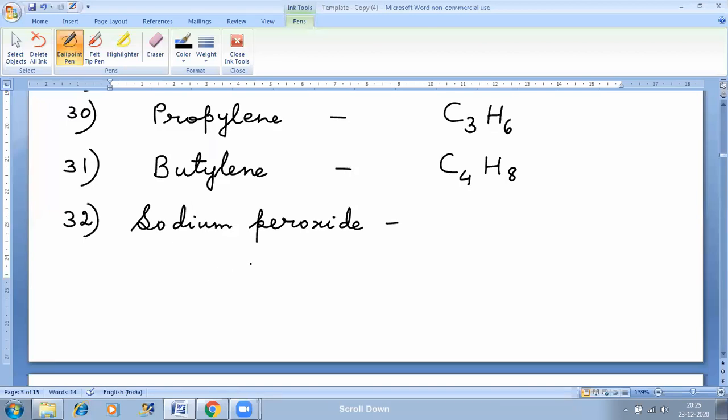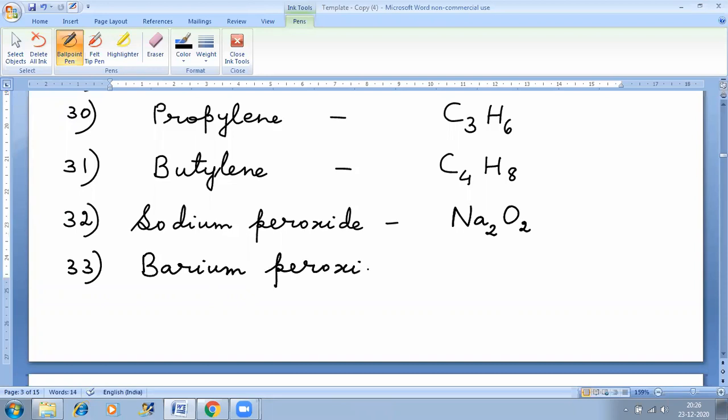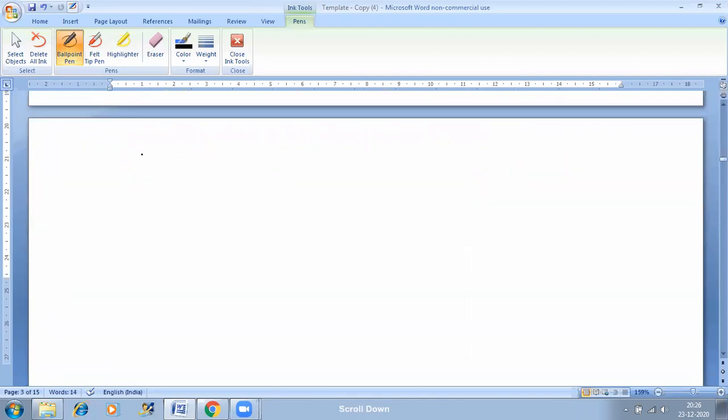What about this one? Sir, Na2O2. Then what should this be? BaO2. Okay, so now it will be easy. Once you know sodium peroxide, from that you can find the formula for barium peroxide. Now, what is sodium peroxide? Sodium has a valency of +1. This I have told you earlier.